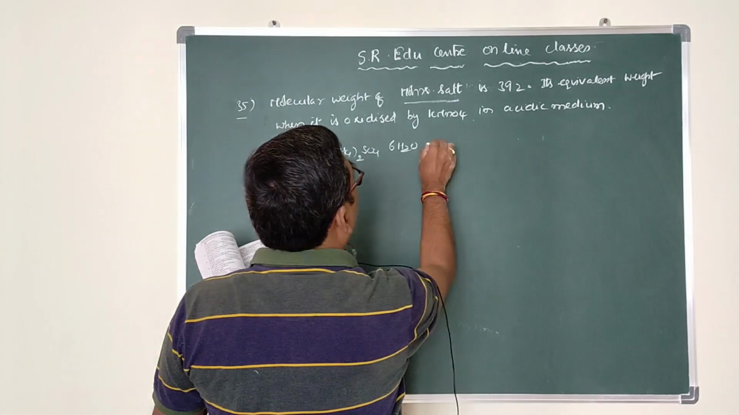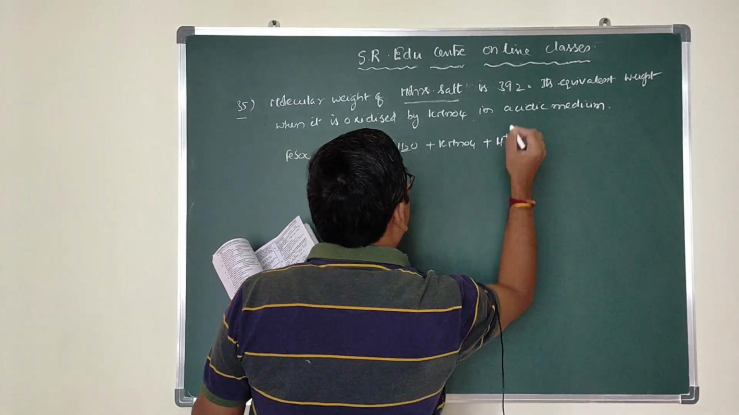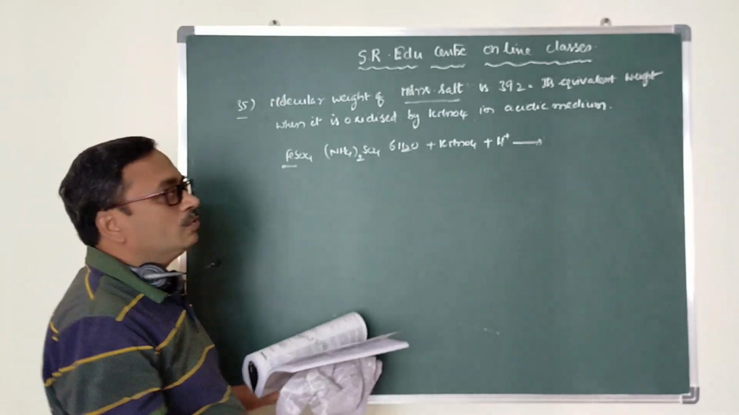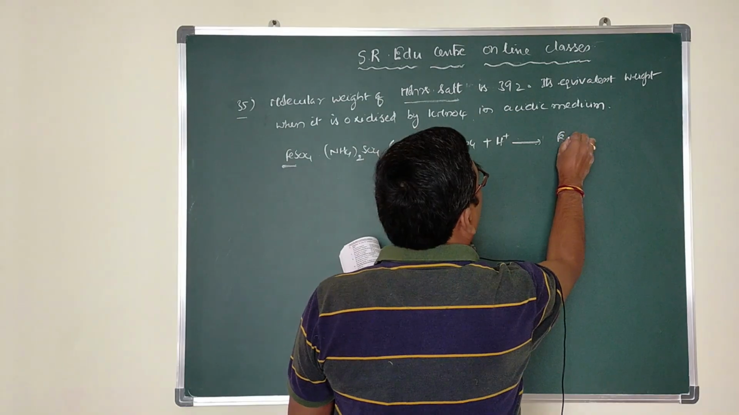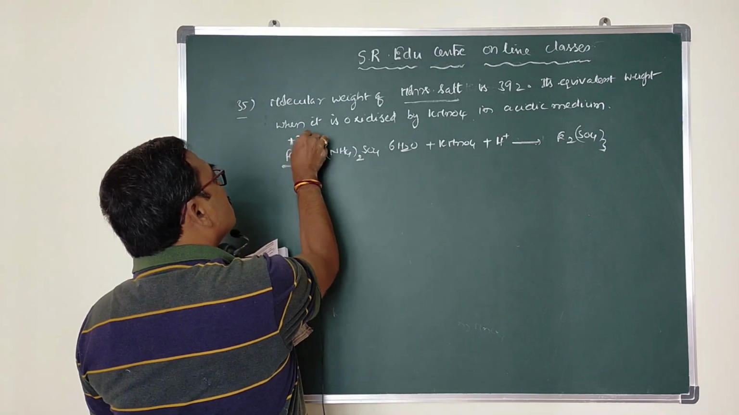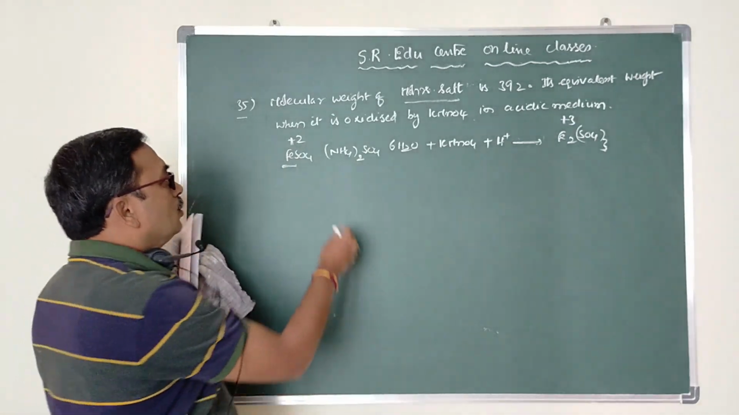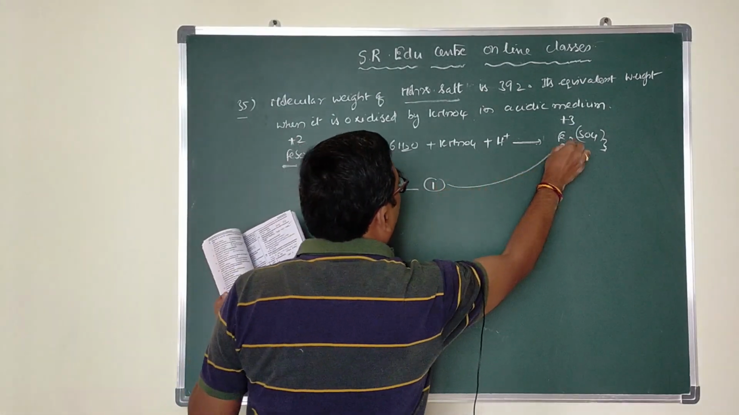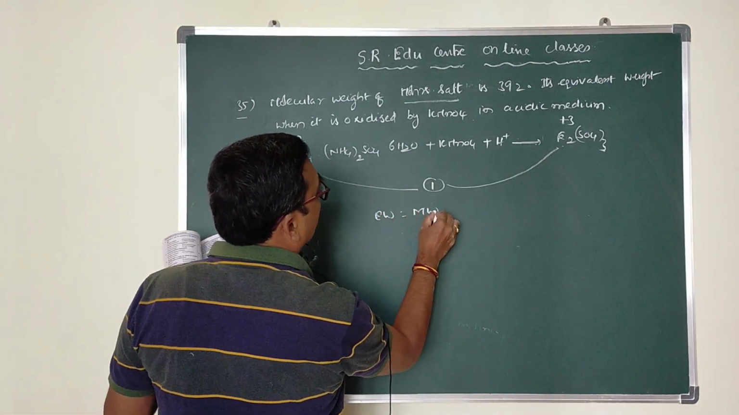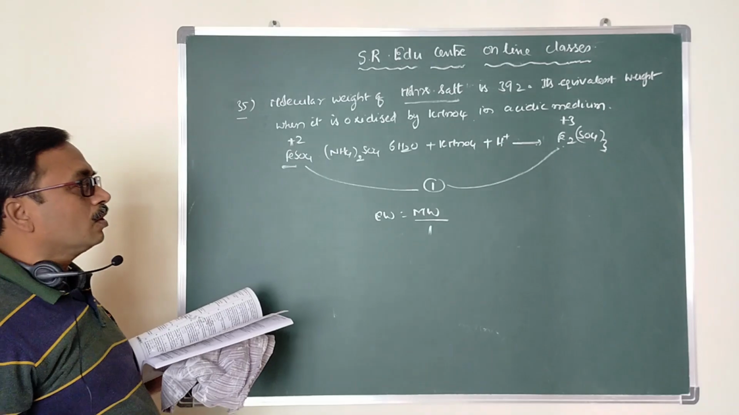This is oxidized by KMnO4 in acidic medium. See, potassium permanganate oxidizes ferrous sulfate into ferric sulfate. This is the only change here. In ferrous sulfate, the oxidation state of iron is +2. In ferric sulfate, the oxidation state of iron is +3. So change in oxidation state per atom is 1, per molecule also 1. Therefore, here equivalent weight is equal to molecular weight by N factor, that is 1. That means equivalent weight and molecular weight are similar here.